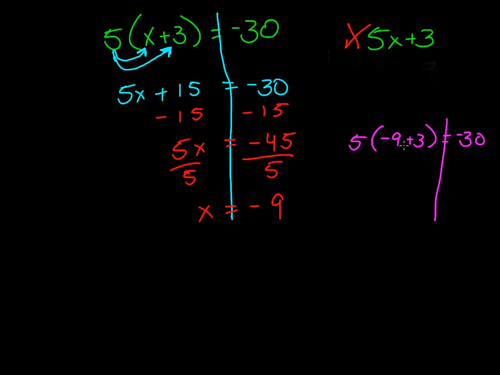We're going to go ahead and do order of operations. We're going to do what's in our parentheses first. 5, negative 9 plus 3, negative 6, 30. Multiply these two together, get you negative 30 equals negative 30. Check step works out.